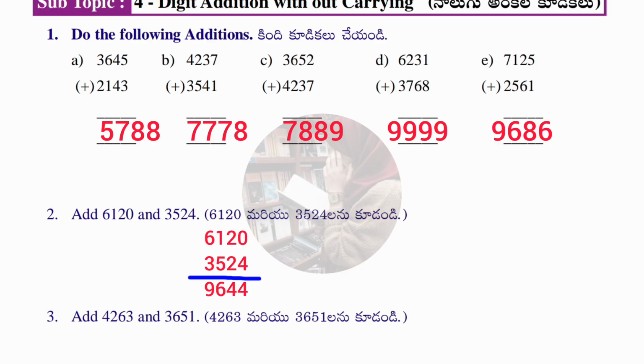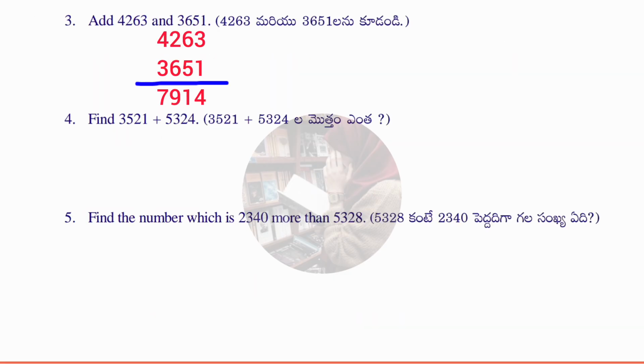Now we'll move to the third question, which is add 4263 plus 3651. Okay, write it down. You have to add from where you have to start. From ones digit you have to start. Okay. So 3 plus 1 is 4, then 6 plus 5 is 11, 1 carries to the hundreds place, you have to write down 1 here. Then 6 plus 2 is 8, 1 is there actually, okay, so 9 will be the answer. Then 4 plus 3 is 7, so your answer will be 7914.